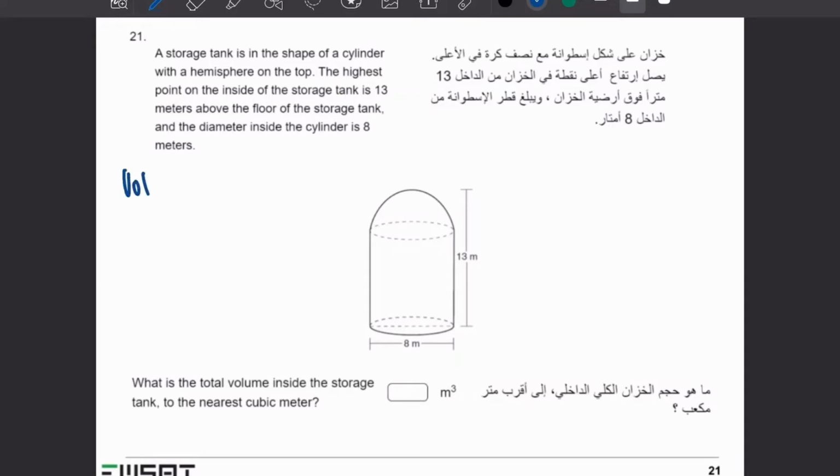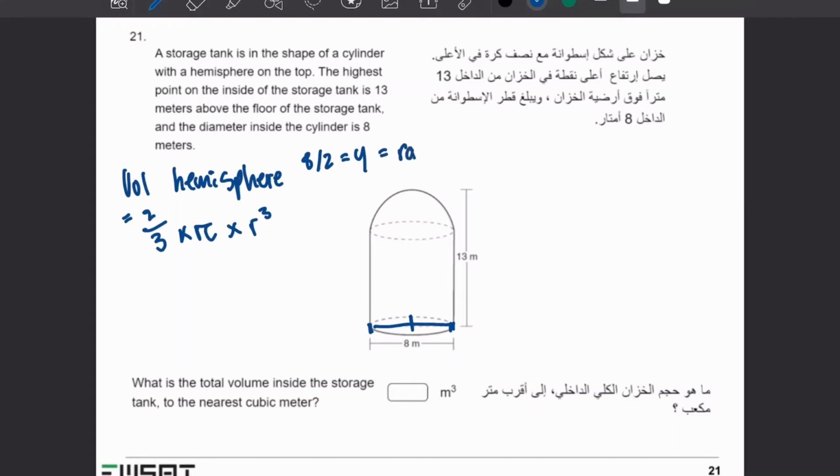So volume of hemisphere would equal 2 over 3 multiplied by pi multiplied by r cubed. R is the radius. So the radius is half the diameter. So this is the diameter from here to here. Half of it would be the radius, so in the middle. So to get half of it, we could just do 8 divided by 2 equals 4, which would equal the radius.